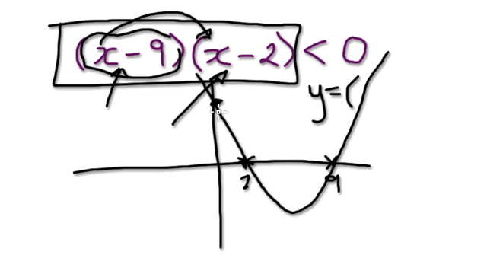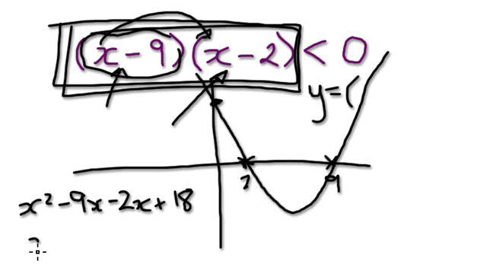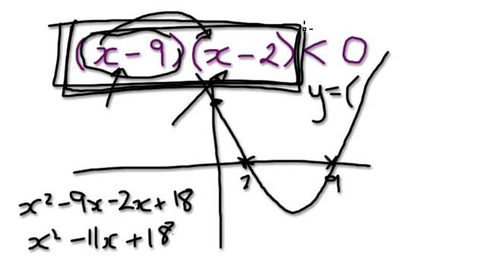and that will give you an extra piece of information. That will give you the intercept. So for example, from here you could multiply the whole thing out. It will be x squared minus 9x minus 2x, and then plus 18. And then this becomes x squared minus 11x plus 18. You see, if you multiply this out here, you will get this.